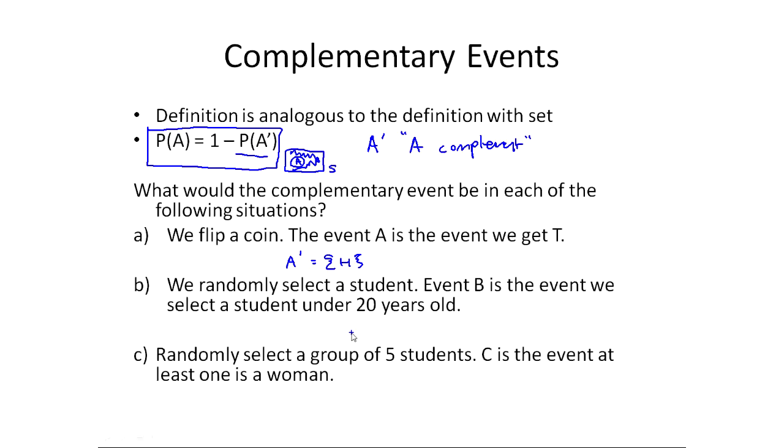Okay, what about B? We randomly select a student. B is the event we select a student under 20 years old. So what would B complement be? B complement is the event we select a student. Now you're probably thinking older than 20, but don't forget, it's got to be everything in the sample space outside of what we picked. So under 20 versus 20 or older.